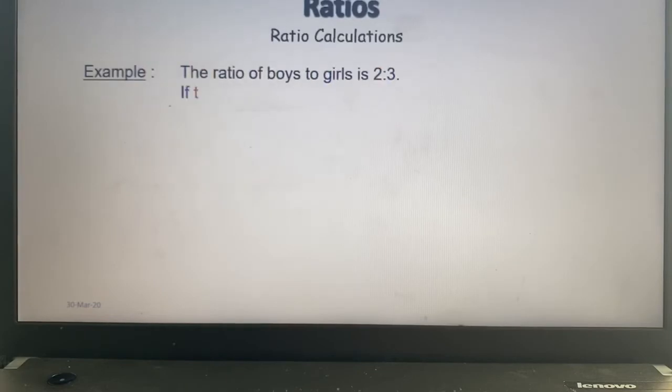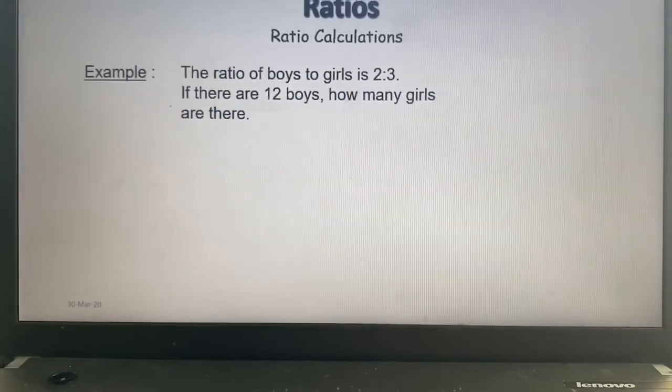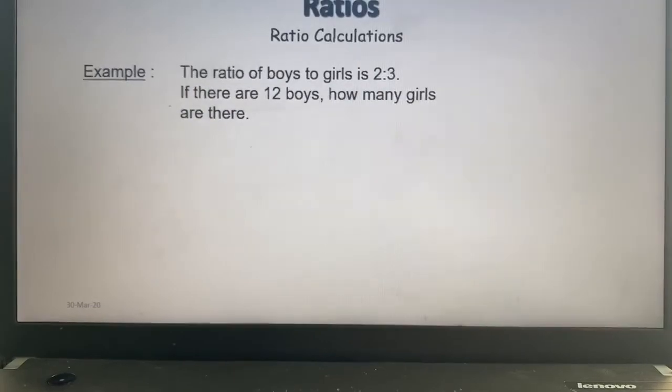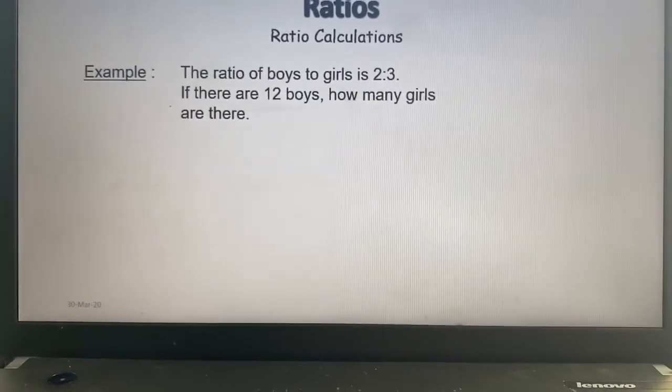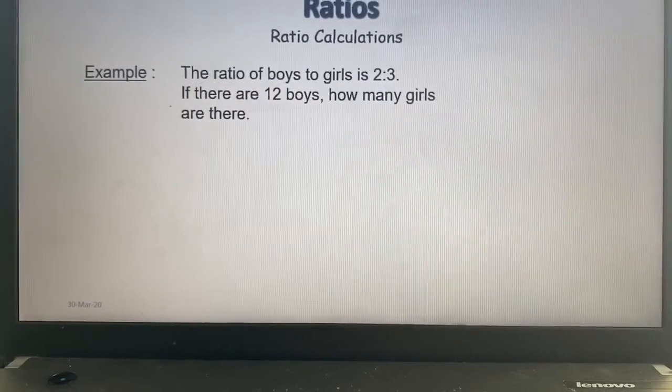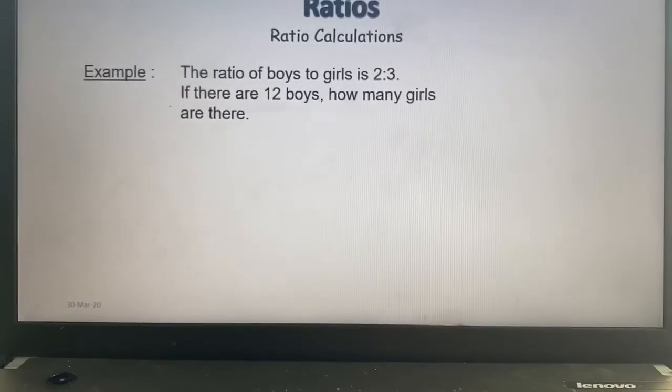Okay, so let's look at an example. The ratio of boys to girls is 2 to 3. If there are 12 boys, how many girls are there? So this is using our ratio. Our ratio in its simplest form is for every 2 boys, there are 3 girls. So we want to then take that and say, well, actually, we don't just have 2 boys, we've got 12 boys. So how many girls must there be?